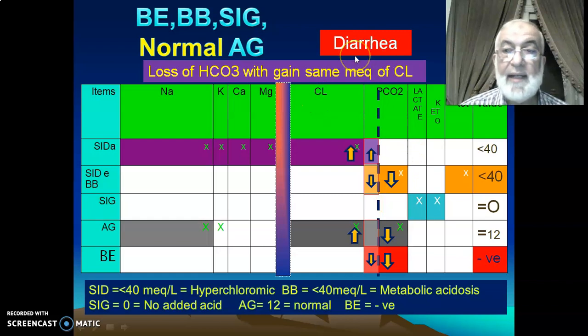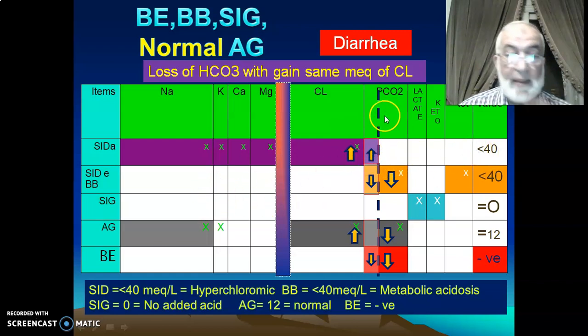What will happen with diarrhea? In diarrhea, there is a loss of bicarbonate, but at the same time, there is a gain of the same milliequivalents of chloride. If we lose bicarbonate 10 milliequivalents, we'll gain 10 milliequivalents of chloride in order to keep the electron neutrality. It's very important. So in diarrhea, there is loss of bicarbonate and gain of chloride. Gain of chloride, this will increase. So the difference between sodium and chloride, which increased, will be less than 40. This is a hyperchloremic acidosis.